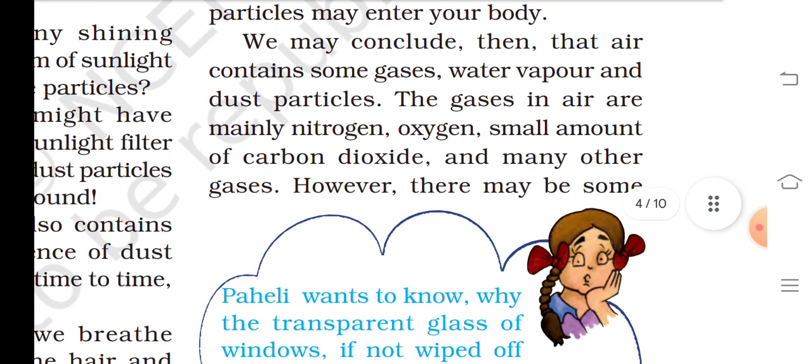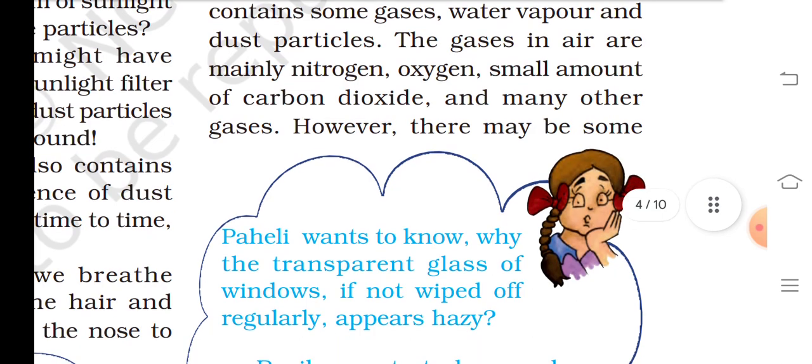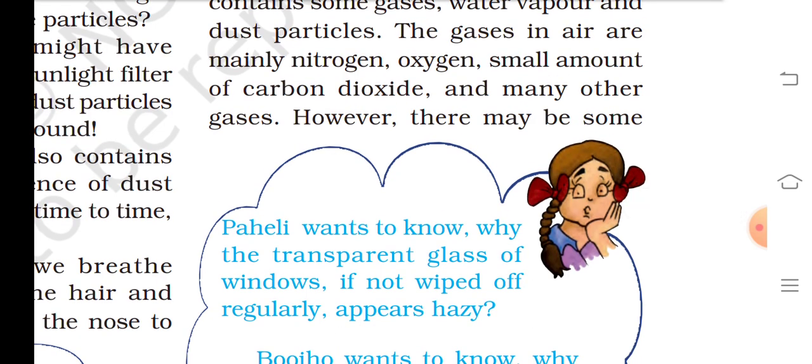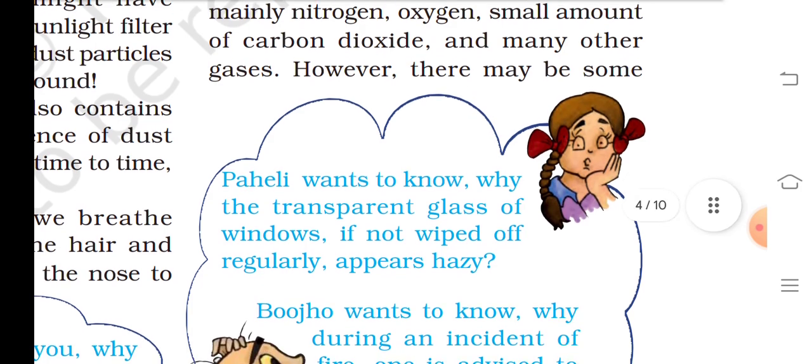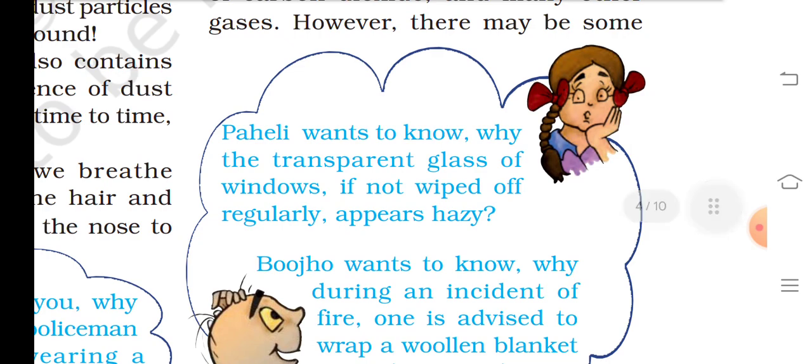We may conclude then that air contains some gases, water vapor and dust particles. The gases in air are mainly nitrogen, oxygen, a small amount of carbon dioxide and many other gases. However, there may be some.